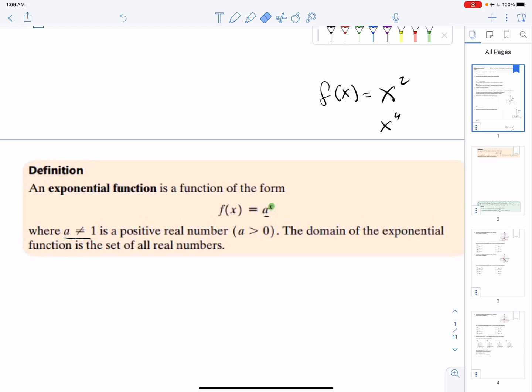The domain of an exponential function is always going to be the set of all real numbers. Now they're asking us a couple times in this particular section for the domain. They're asking about the domain, and so they're going to say the domain for this exponential function is going to be the set of all reals, right? So that's going to be kind of almost a given thing, that when you have this exponential function, the domain is going to be all reals, okay?